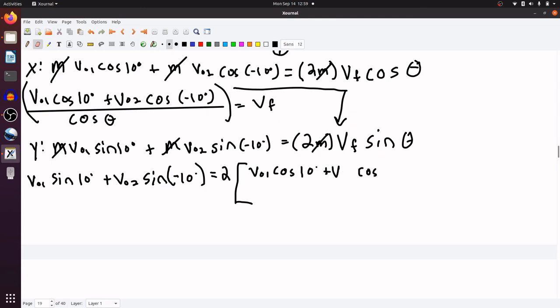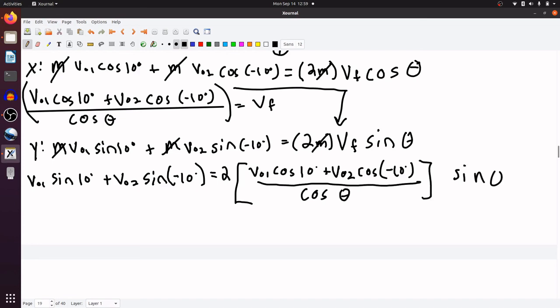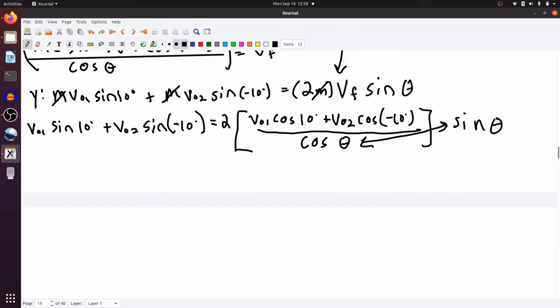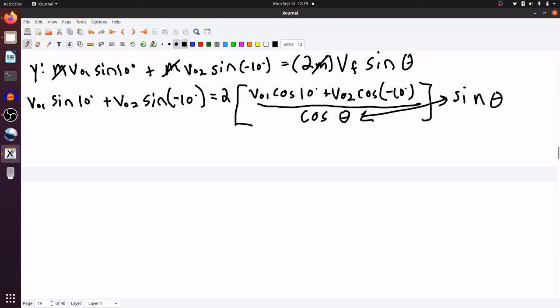And that looks almost like a 1, so I'm going to redraw that. There we go. And then that's all over the cosine of theta times the sine of theta. Well, sine over cosine is going to give me tangent. So that's going to make things a little bit easier. So let's simplify this a hair.